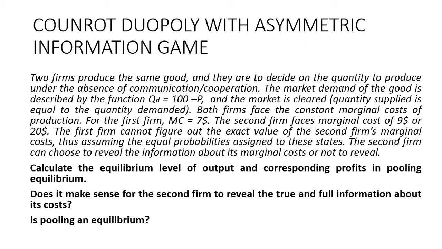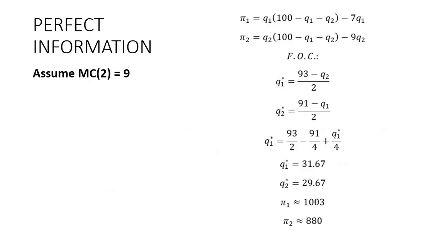So in this problem, we have to calculate the equilibrium level of output and the corresponding level of profits, which would correspond to pooling equilibrium. We have to discuss whether it makes any sense for the second firm to reveal information about its marginal cost, and when. And finally, we are to figure out whether pooling subgame equilibrium can indeed be a game equilibrium. Okay, so let's proceed to the algorithm of solution.